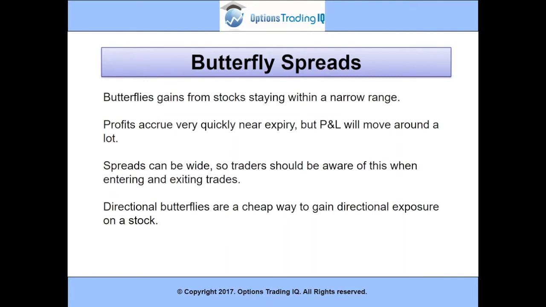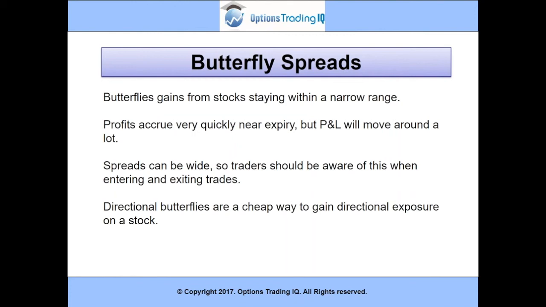Directional butterflies are something I like to use, and they're a cheap way to gain directional exposure on a stock. So if I think a stock's going up, but I don't necessarily want to buy options, which I talked about before, which is very hard to do, I might place a butterfly spread, say 3, 4, 5% in front of the market, okay? And if the market rallies up, I might end up in that tent, okay? And that butterfly, when I put it on, will cost me very little, okay? So that's something that I'll show you guys.